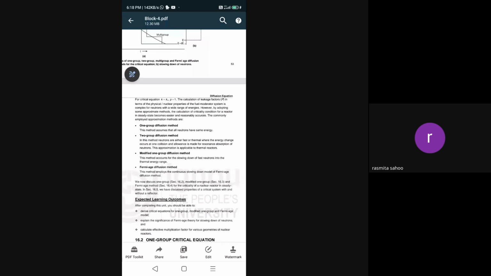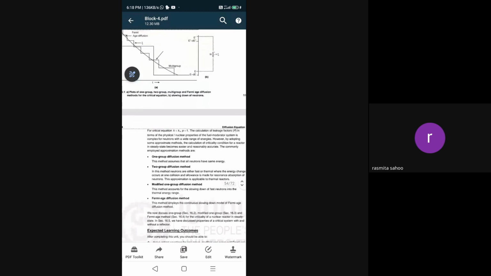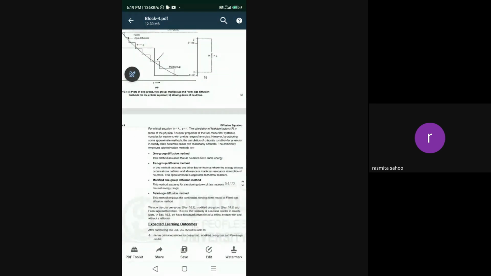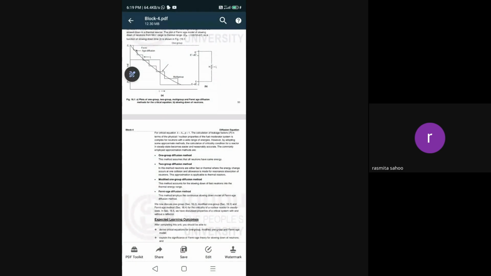In the one group diffusion method, you assume that all neutrons have the same energy, that is, monoenergetic neutrons. In the two group diffusion method, you assume that neutrons are either fast or thermal, where the energy change occurs at one collision, and allowance is made for resonance absorption of neutrons. This approximation is applicable to thermal reactors. So in thermal reactors, you have two types of neutrons, fast neutron and thermal neutron. This is called two group, and the method is known as the two group diffusion method.